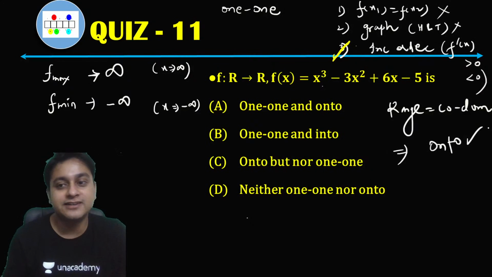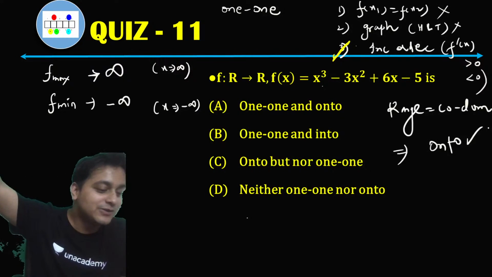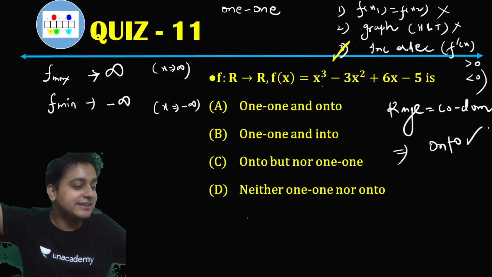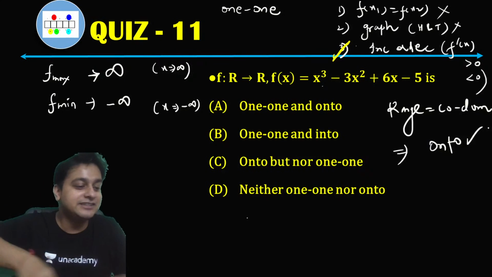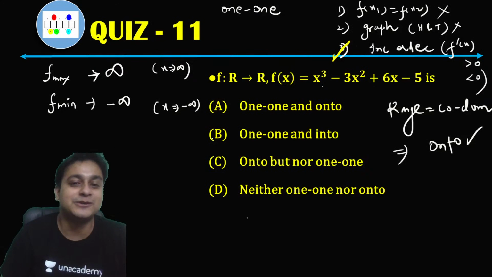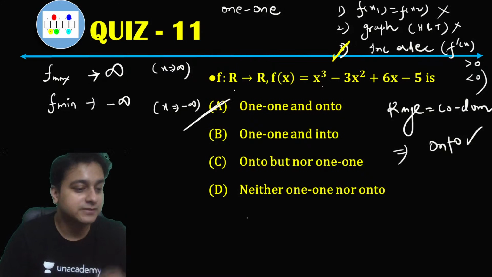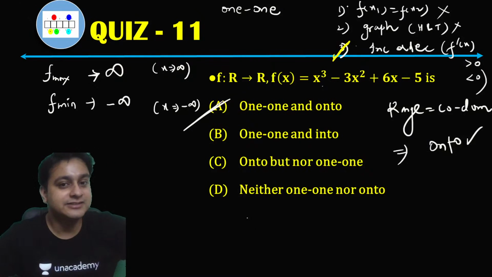Understood how to check it? Check the maximum value, check the least value. If it is infinity and minus infinity, then, guys, if it is a continuous function, it will be onto. Fine. So, guys, we proved it. It's one-one and onto both. Got it? Okay, guys, chalo. So that's it for today, guys.